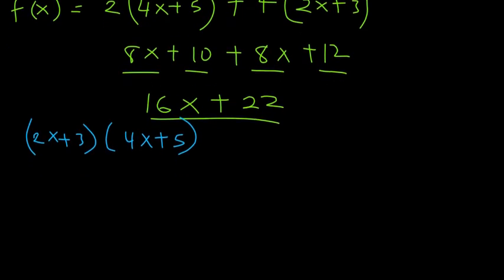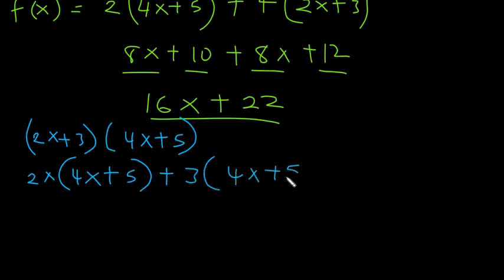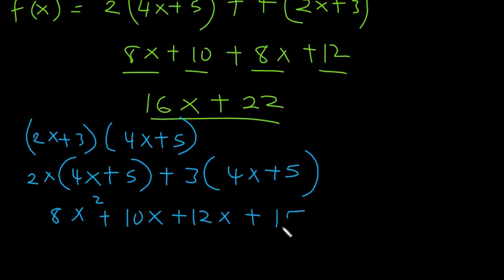When you open this bracket, it's going to be 2x multiplied by 4x plus 5, and then plus 3 multiplied by 4x plus 5. So this will be, not 16 but 8x squared plus 10x, and then plus 12x, and then plus 15.